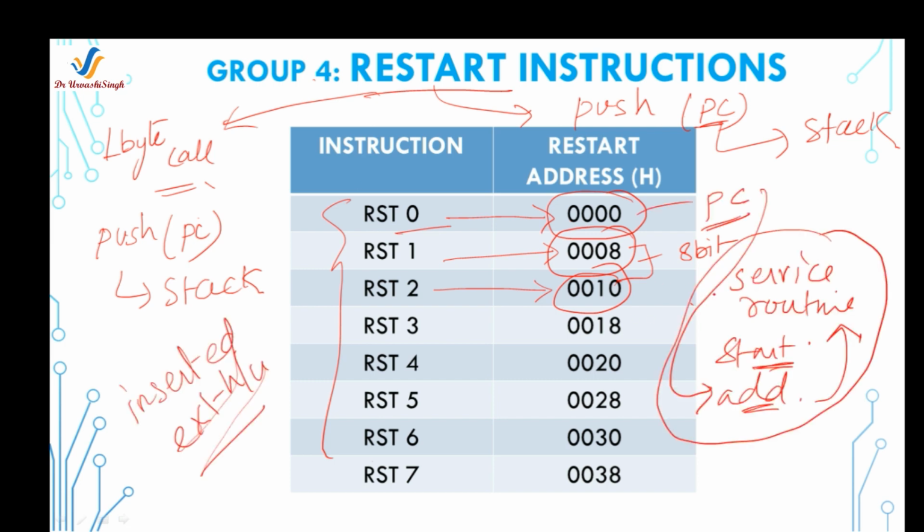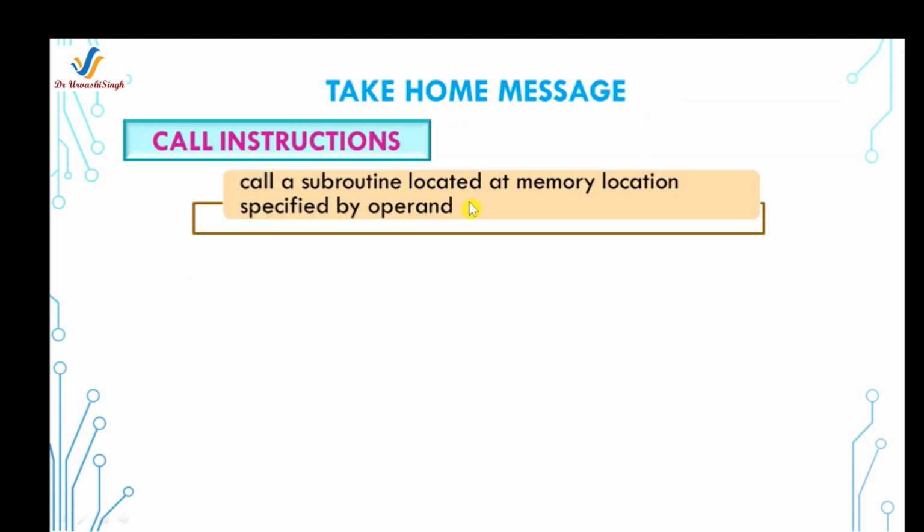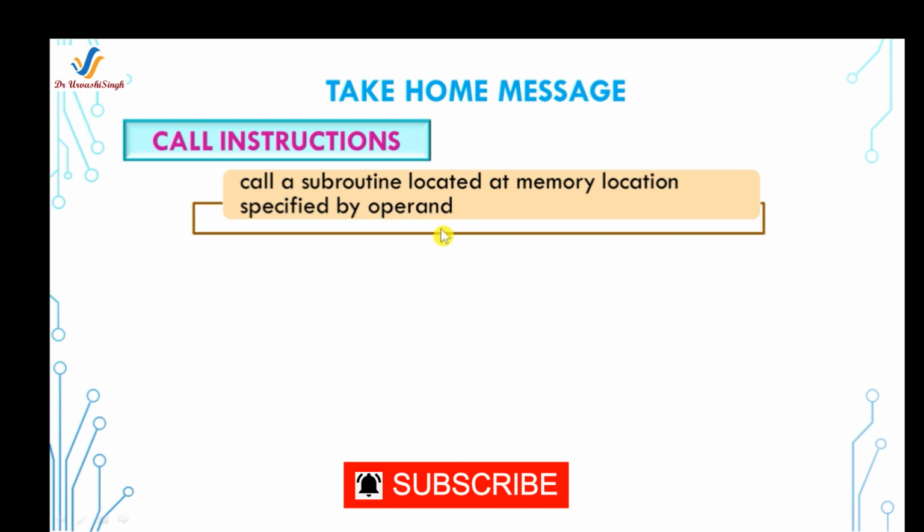So this is all about the restart instructions. Now let's see the important concepts of the topic. First one is call instructions, which are used to call a subroutine located at the memory location specified by the 16-bit address. And if you don't know the exact location, you can use a label or some name.